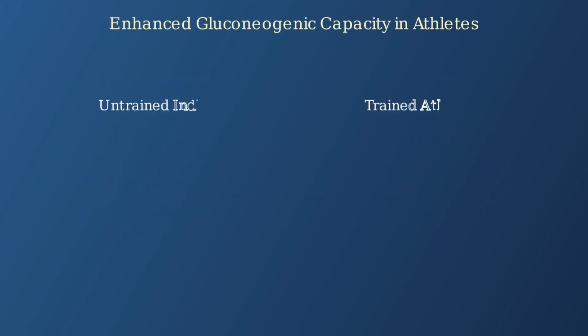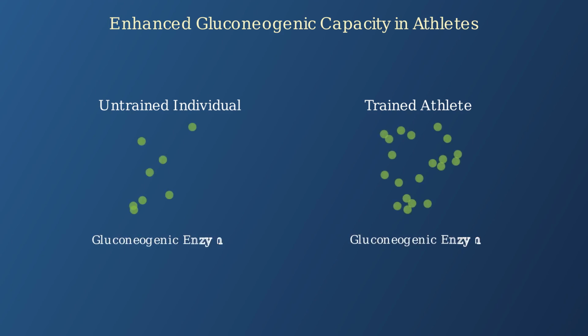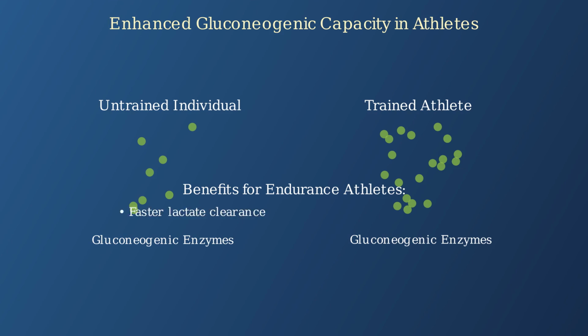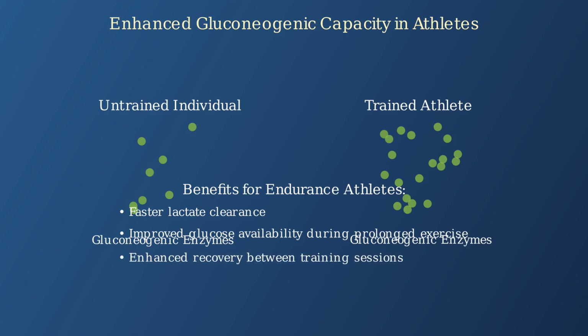Endurance training increases the liver's capacity for gluconeogenesis. Trained athletes have higher concentrations of key gluconeogenic enzymes like PEPCK and G6Pase. This enhanced gluconeogenic capacity provides several advantages for endurance athletes. These include faster lactate clearance, improved glucose availability during prolonged exercise, and enhanced recovery between training sessions.